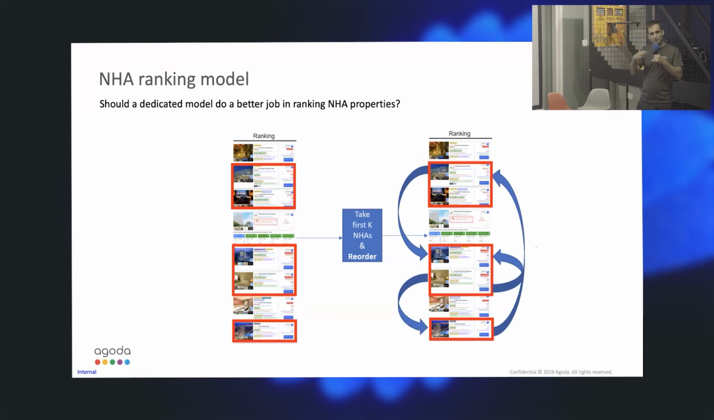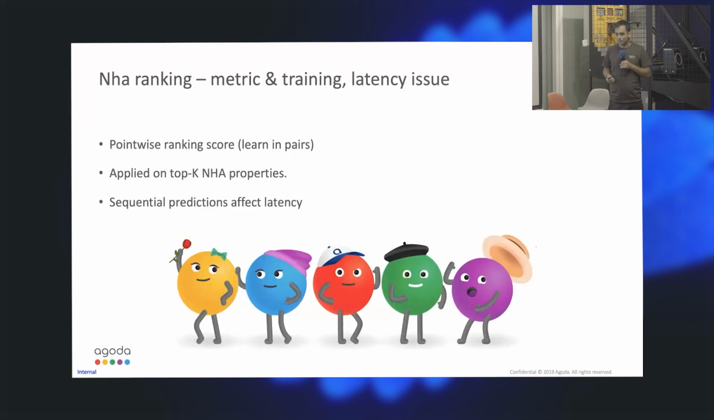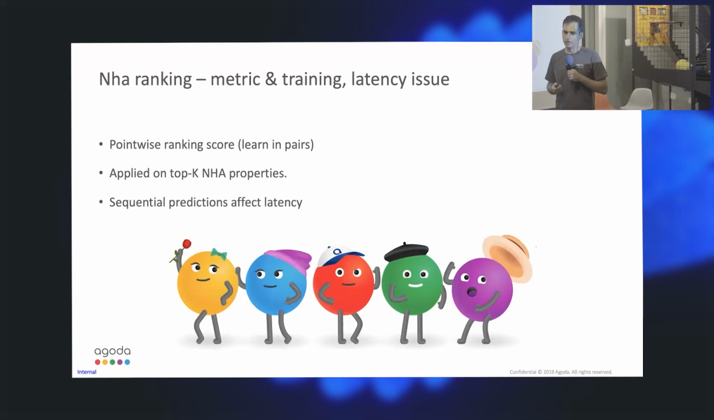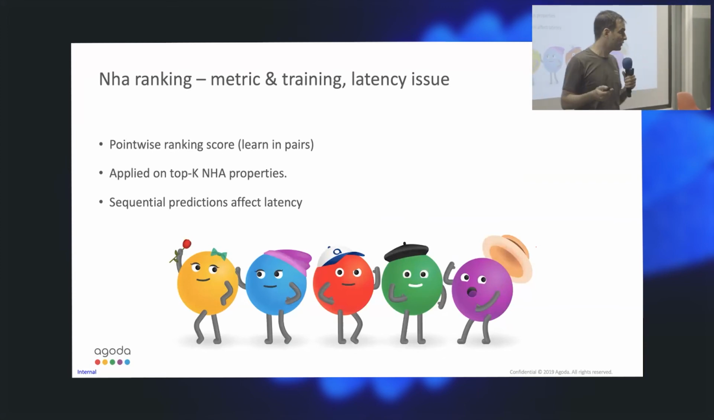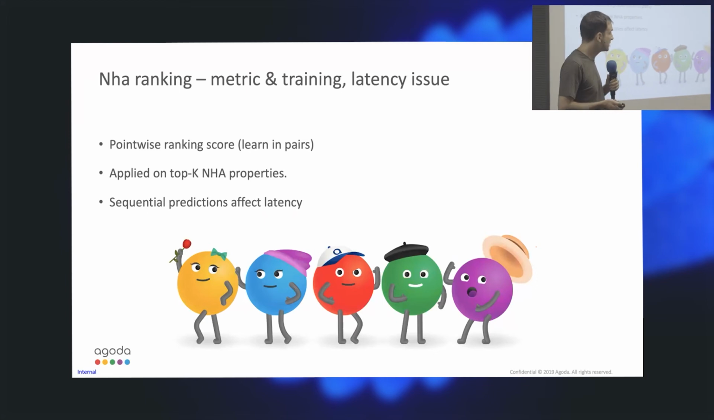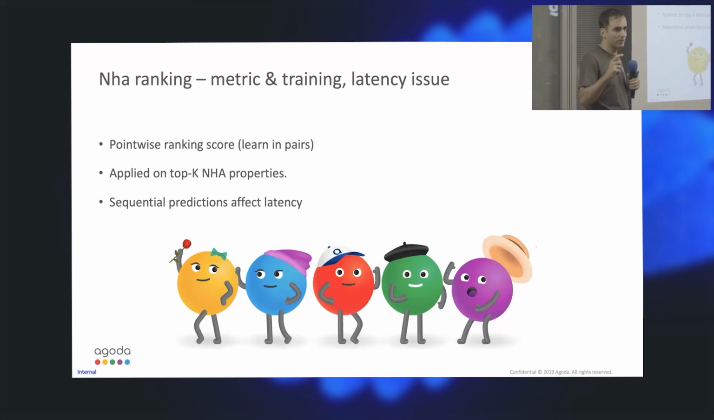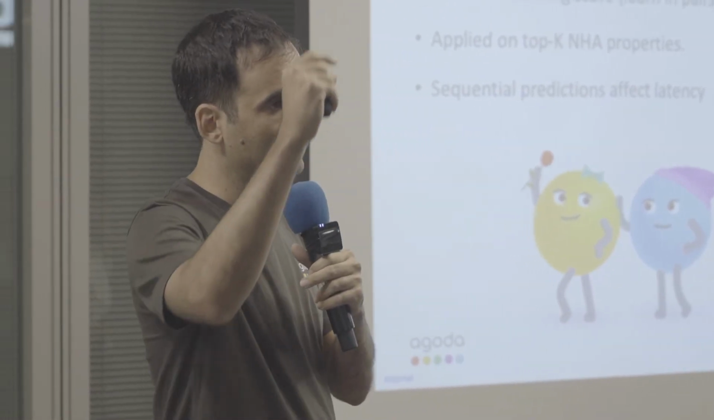We're trying to create a better ordering for NHA, and we will have a dedicated model with a dedicated dataset and features that maybe would perform better. So we tried that. We built a LightGBM model with a LambdaRank loss function, and we did the learning in pairs. And then we just applied it on the top K NHA properties, got a point-wise ranking score for each one of them, and just resorted them again, okay?